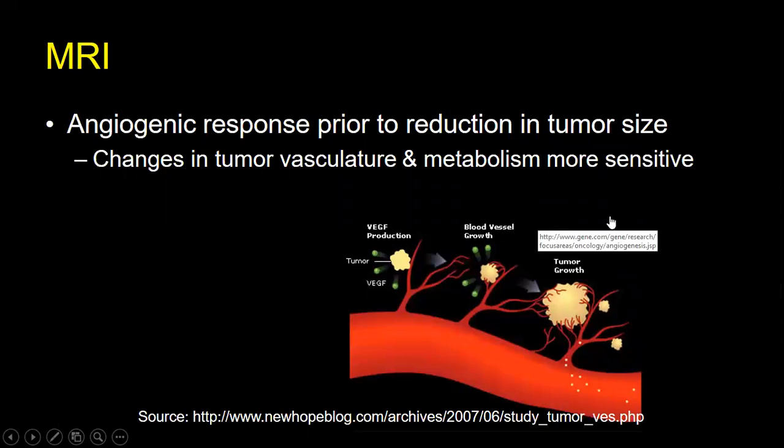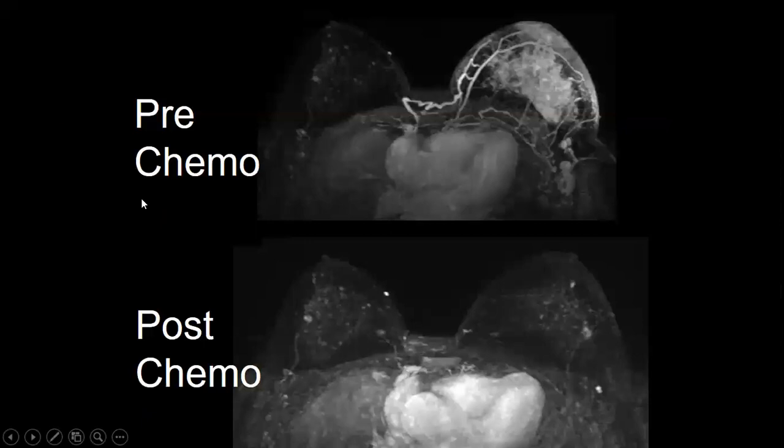Okay, let's go talk about MR. And MR is special in many ways because of the angiogenic response prior to reduction in tumor size that we see. That is, changes in tumor vasculature and metabolism may be more sensitive than the traditional structural measurements that we have. So let's take a look.